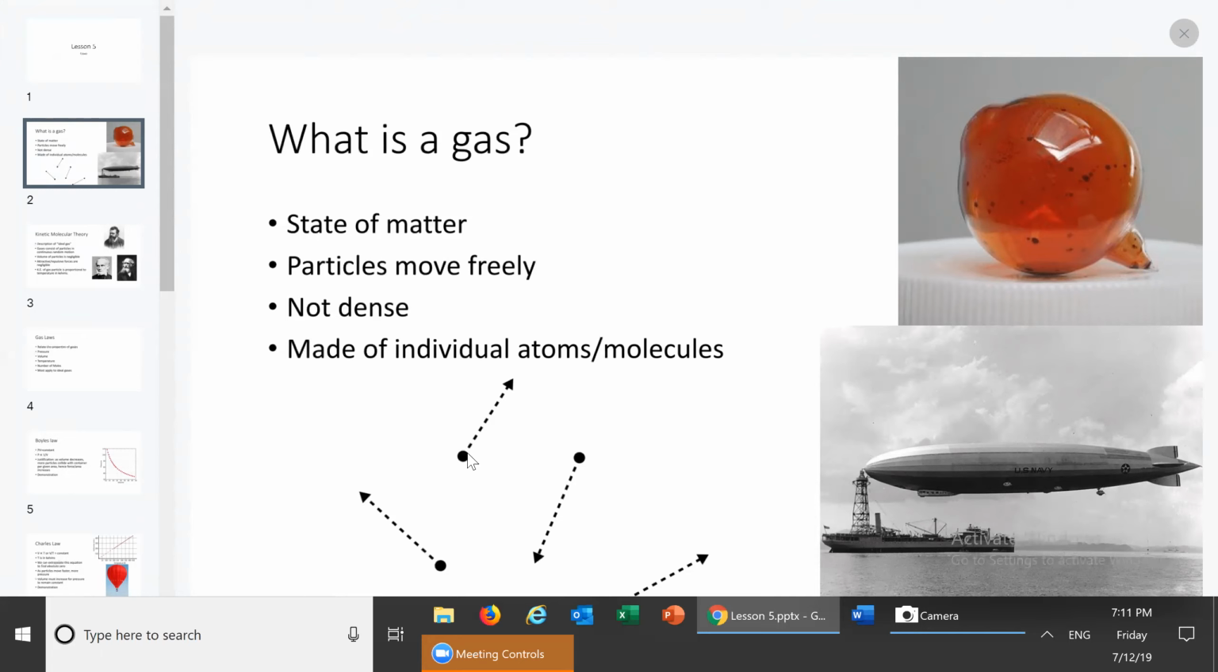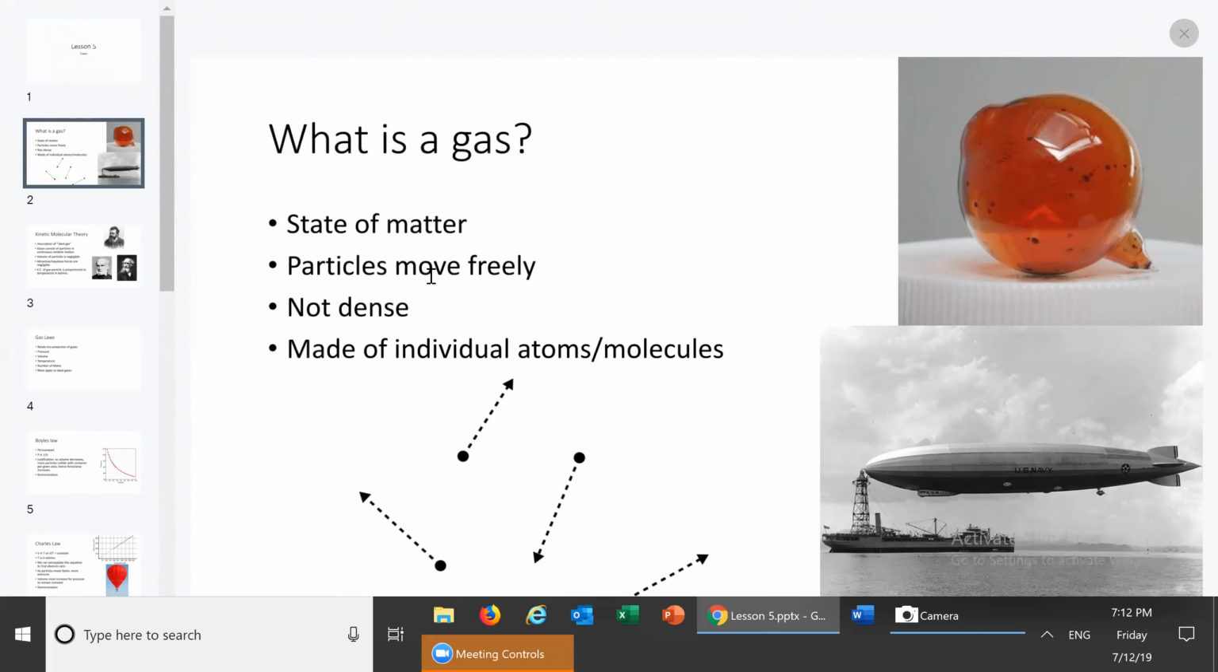And gases are made of individual atoms, so these individual atom particles, and or molecules. So here we have a sample of gaseous bromine, and bromine exists as Br2. So instead of atomic particles, we have these molecules of Br2 flying around. Okay, this bromine happens to have a very nice color, but it's also very toxic.